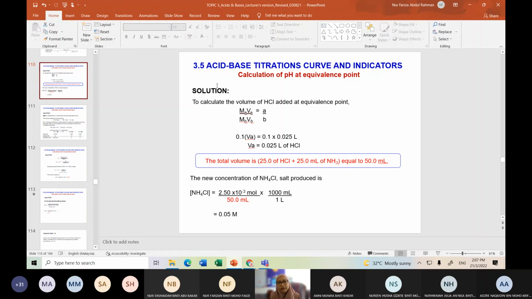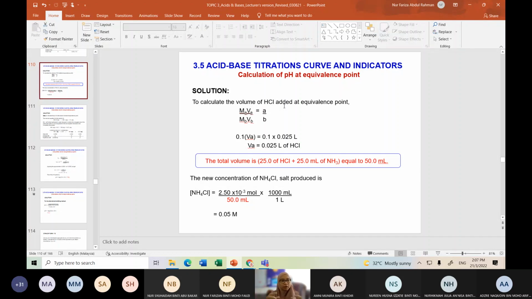Okay, so the most important thing that you should know in acid-base titration is that you have to calculate the pH at equivalent point. That would be the most famous question that will be asked in the exam. Okay, all right. So you should know how to calculate the pH at equivalent point. But before you could calculate it, you should know what is present at equivalent point. And why is it called equivalent point?